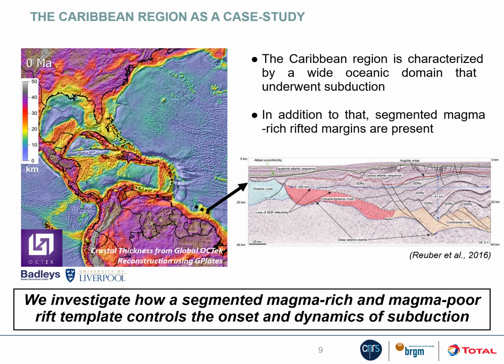In addition to that, the presence of segmented magma-rich rifted margins has been reported, such as in the Demerara Plateau area, as you can see in this slide with the seismic data, but also the presence of magma-poor rifted margins. Therefore, we investigate how a complex divergence template might control the onset and dynamics of subduction.